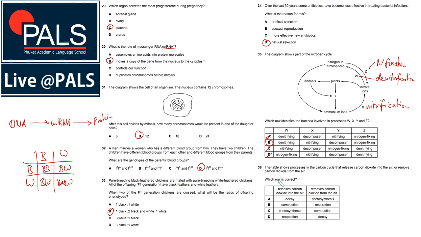The table shows processes in the carbon cycle that release carbon dioxide into the air or remove carbon dioxide from the air. Which row is correct? Releases carbon dioxide into the air: decay, combustion, photosynthesis, respiration. So there are many. Combustion does, respiration does, decay does as well, photosynthesis does not. So it is not C. Removes carbon dioxide from the air. That is only photosynthesis, so it must be A.